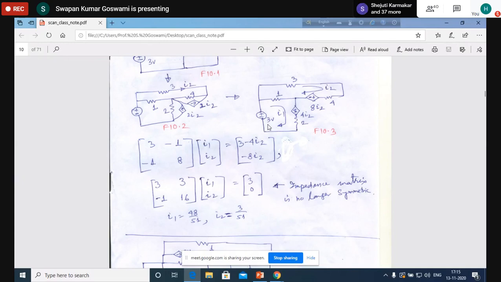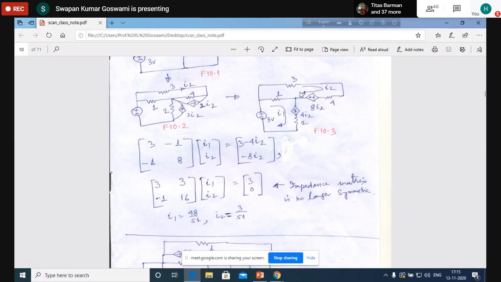In loop 1, 3 volt is the independent voltage source, and 4i2 is the dependent voltage source. You see that 4i2 will appear as a negative source here, because the direction of I1 and the natural current due to 4i2 are opposite. This is the direction of current I1, and this source should deliver a current from the positive terminal to the outside network. So since they are in opposite directions, the effective source in the loop will be 3 minus 4i2.